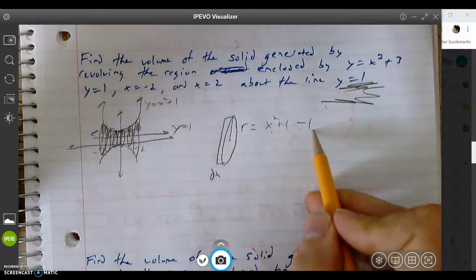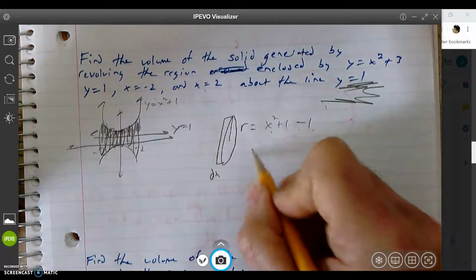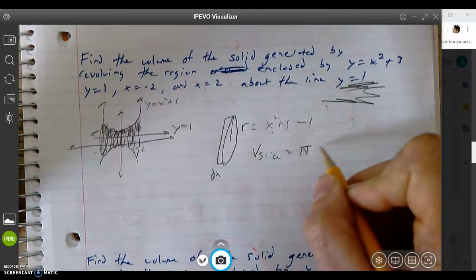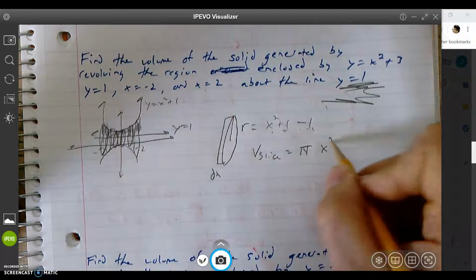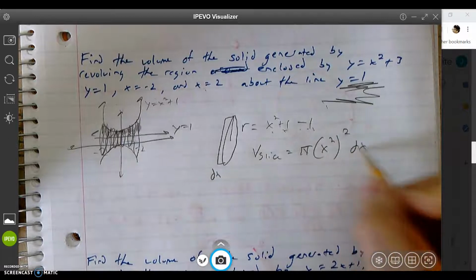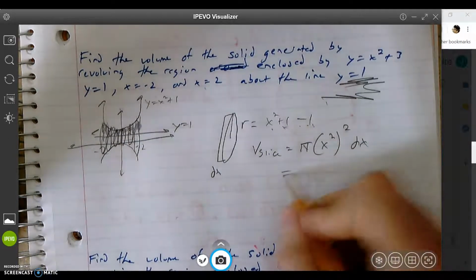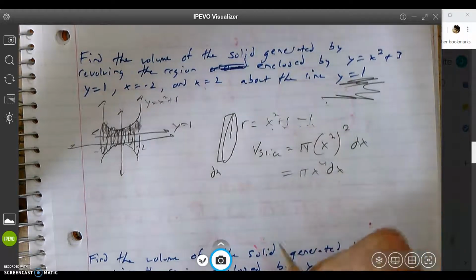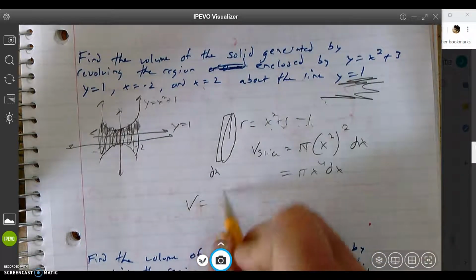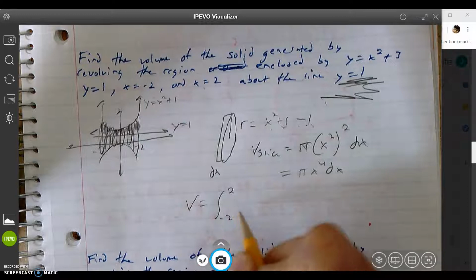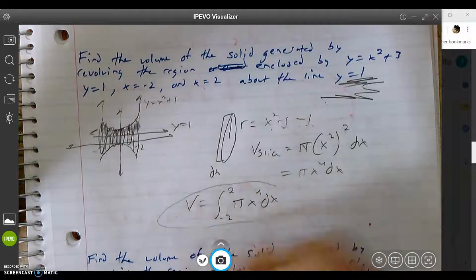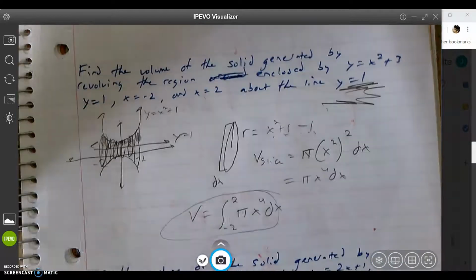Top minus bottom. Okay, so now the volume of a slice is going to be pi times radius squared. Plus 1 minus 1 is just x squared, that's 0. So (x squared) squared dx equals pi x to the 4th dx, if you want to simplify even further. So my full integral, the volume of the whole thing, is the integral between negative 2 and 2 of pi times x to the 4th dx. There you go. Cool. All right, last one.